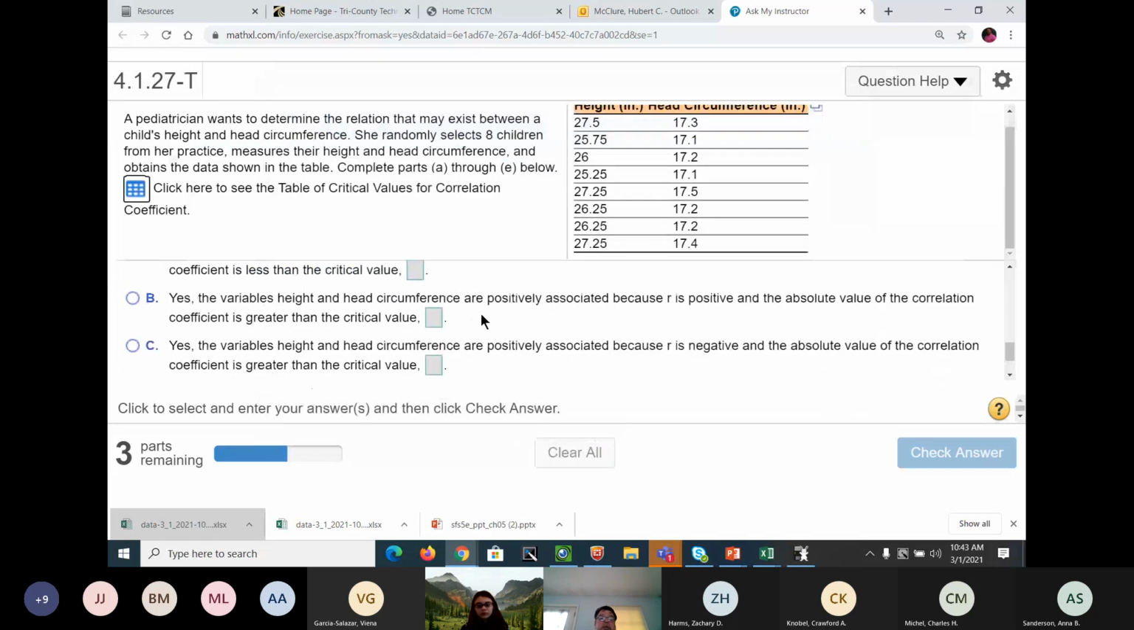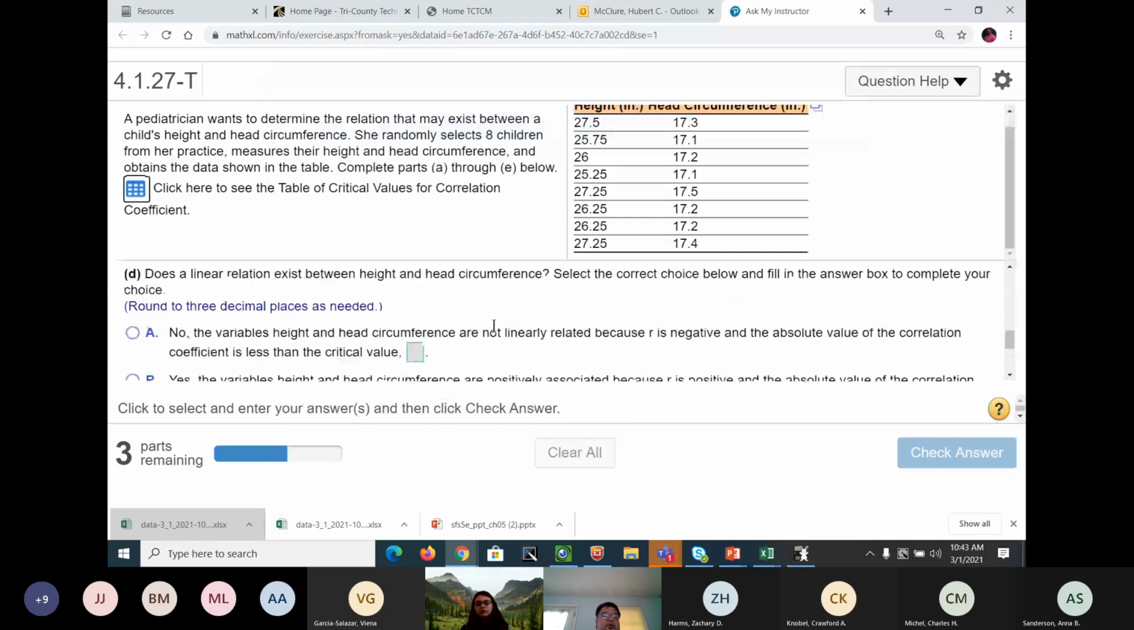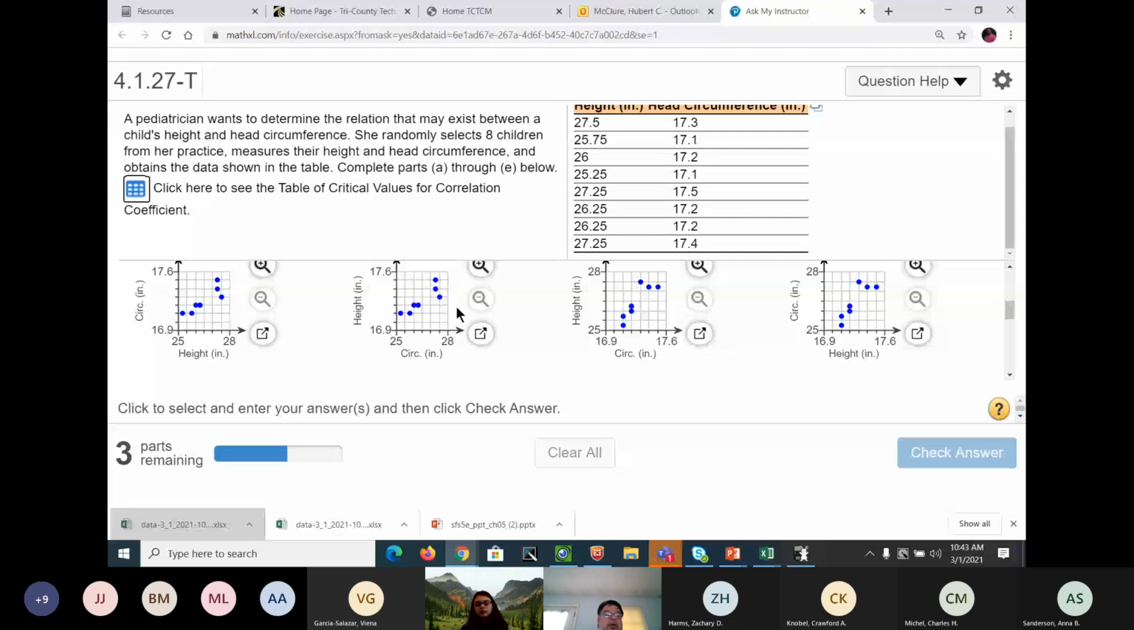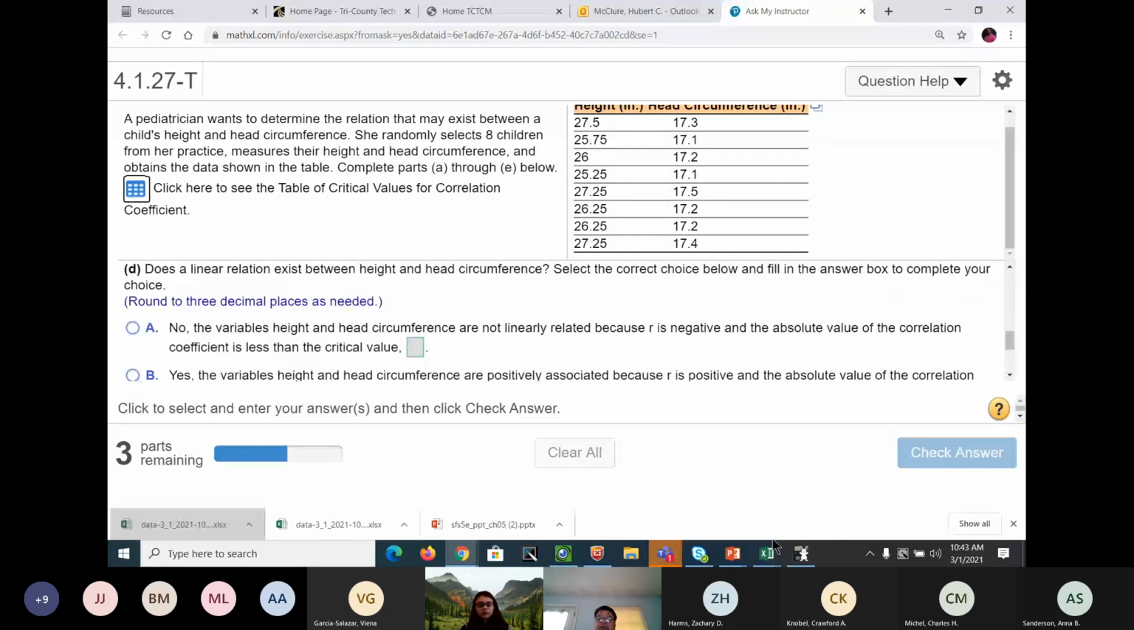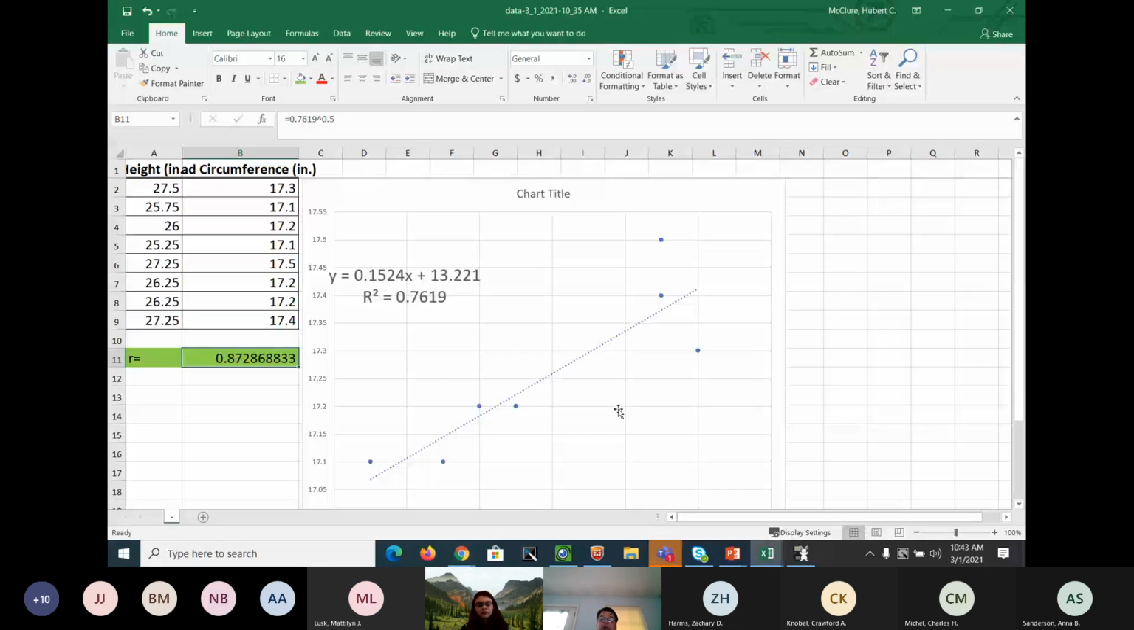So, and let's see, you'd have to fill in. What does this say right here? Does a linear correlation exist? Yes. Look at the graph. Yes, there's a correlation right there. It's around 0.87. Now that's 87 cents out of $1. So yeah, there's a correlation there, and it's higher than the critical value, 0.708. So we've got a positive correlation.